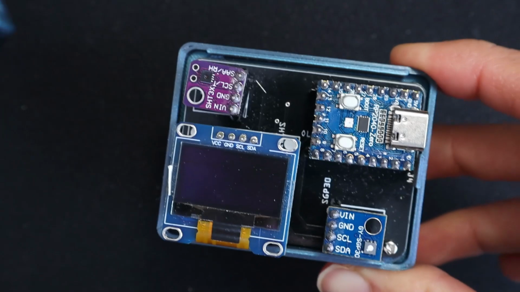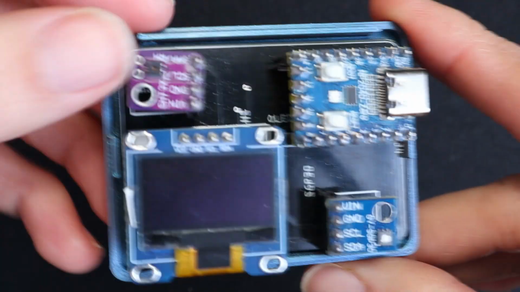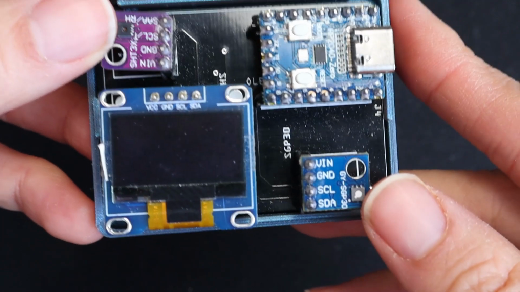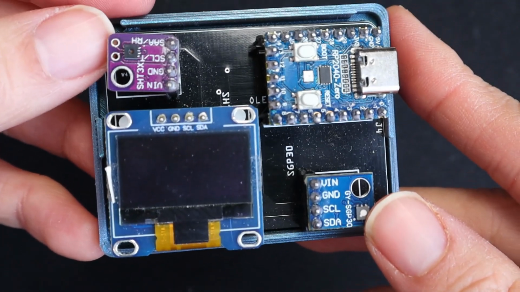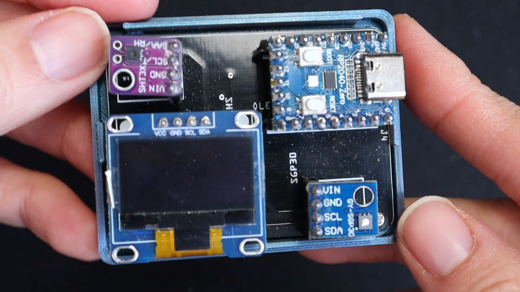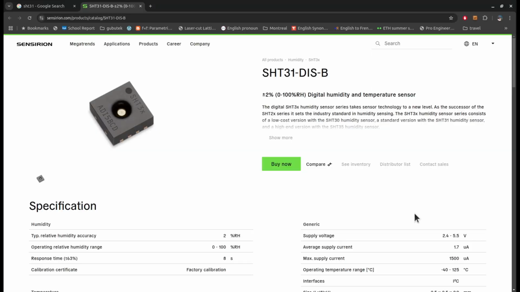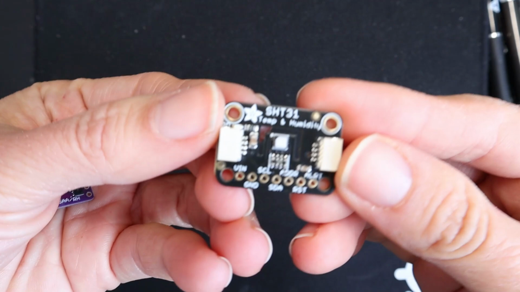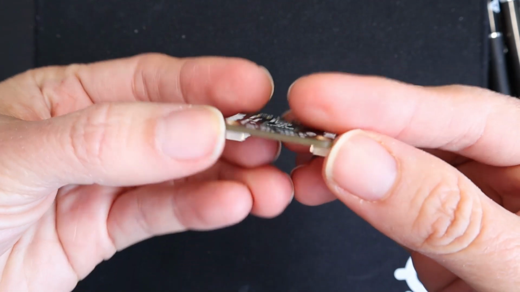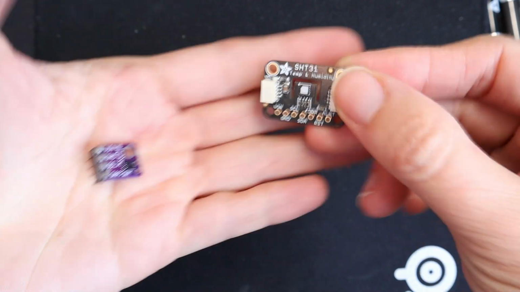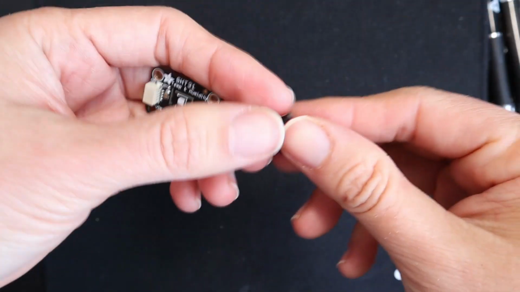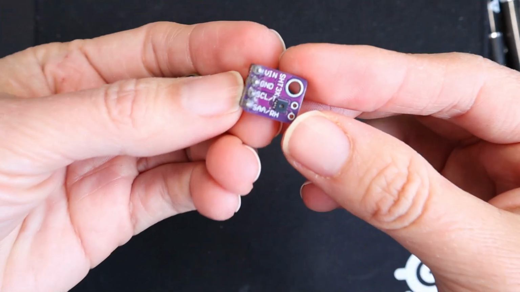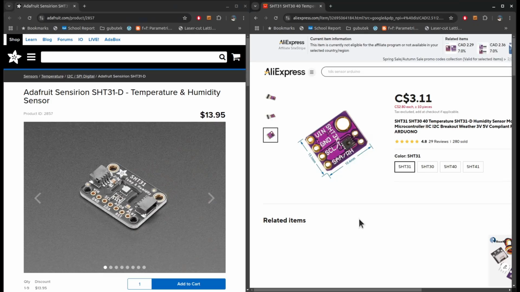This is my air quality monitor. I use the SHT31 of Sensirion to measure temperature and humidity and the SGP30 for TVOC. As for the SHT31, you can find different versions. Here I have the one from Adafruit, which costs about $14, and the no-name AliExpress version for about $2. Almost everybody loves the cheap one because of limited budget.